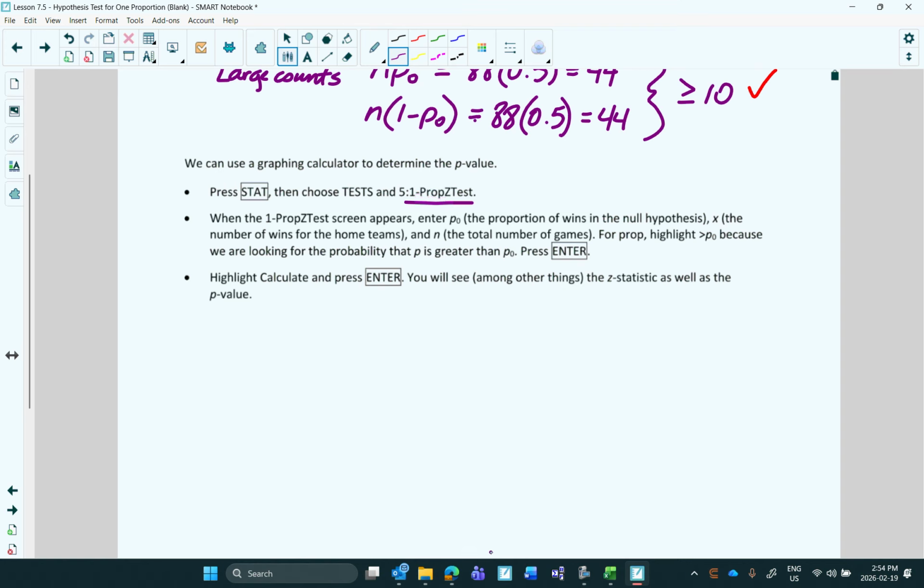So to do this, you need to go to Stat and then scroll across to Tests. You need to find where it says 1-PropZTest. Be careful. Don't confuse it with 2-PropZTest, and don't confuse it with 2-SampZTest. Those are different tests we're going to do later on. So it's number 5, 1-PropZTest.